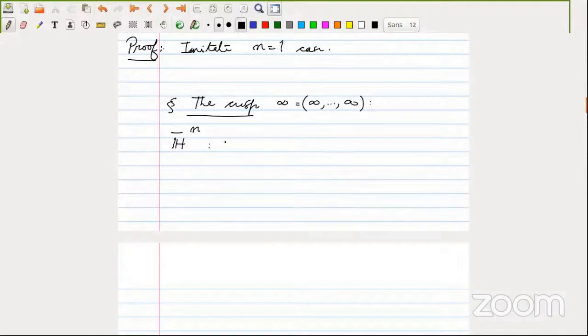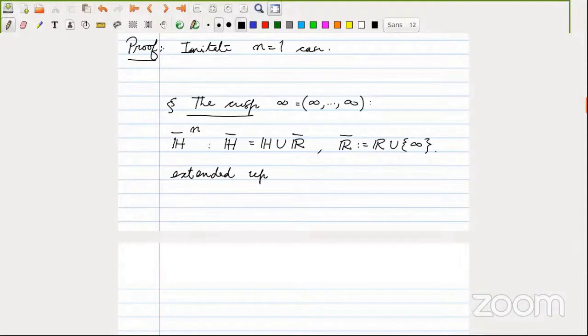set called X bar. So what is X bar? X bar equals H union R bar, and R bar is the extended real line, R bar equals R union infinity. We can call this the extended upper half plane.